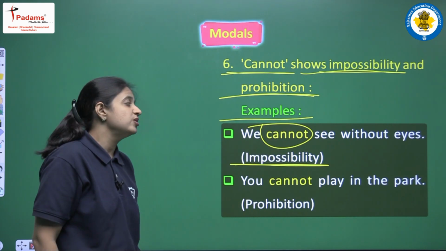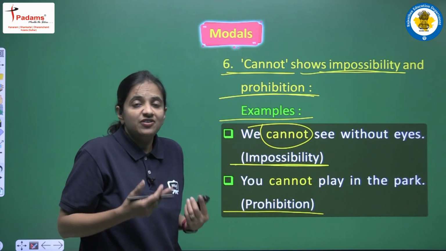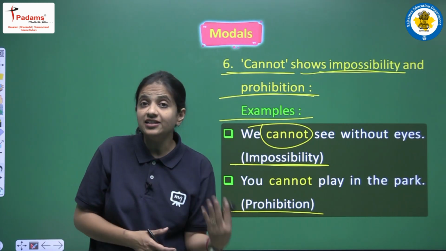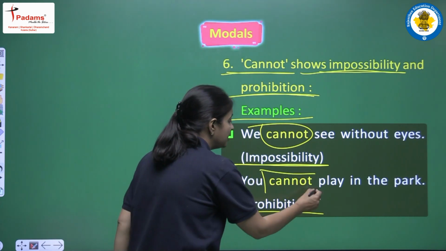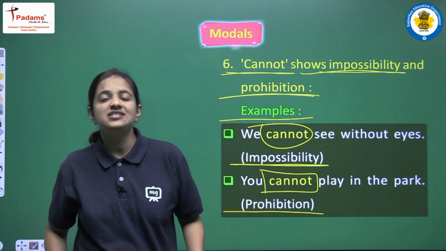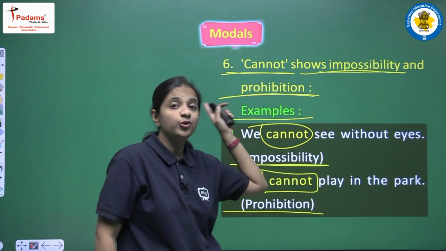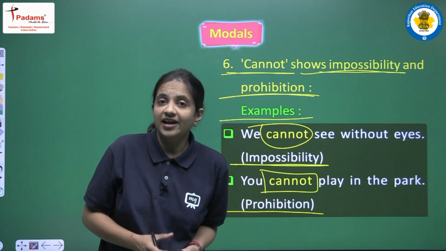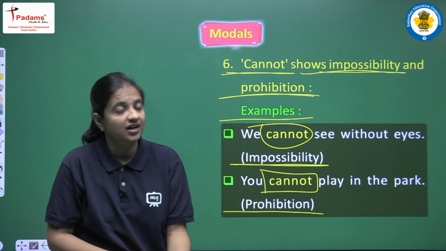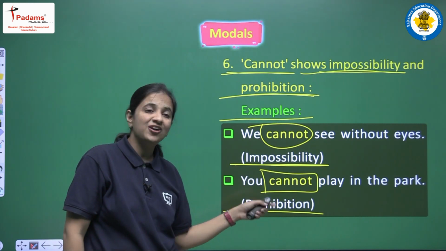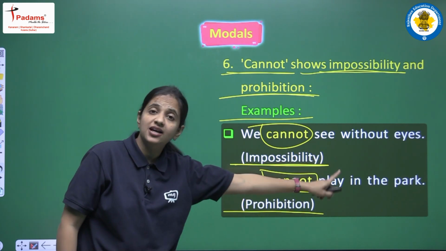The second example is you cannot play in the park. So here we have the mood, the feeling of prohibition, right? We are denying this thing, we are refusing someone to play in the park, and this is the reason that we are using cannot here. So cannot shows impossibility also, and it also shows prohibition. Prohibition means to deny something, to stop someone from doing something, to refuse someone. So in such manners we can also use cannot. Like here we are refusing someone to play in the park.